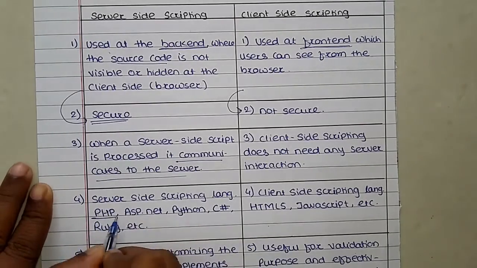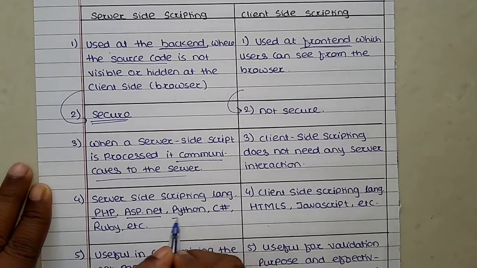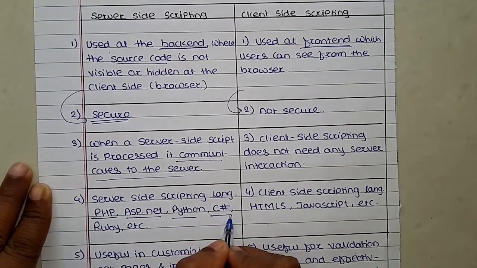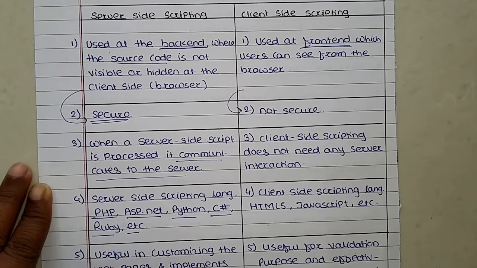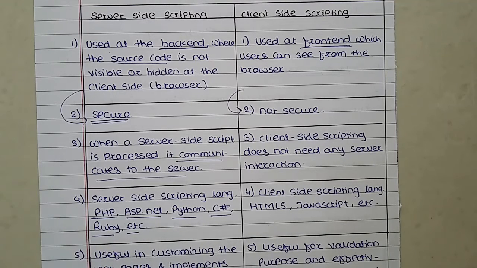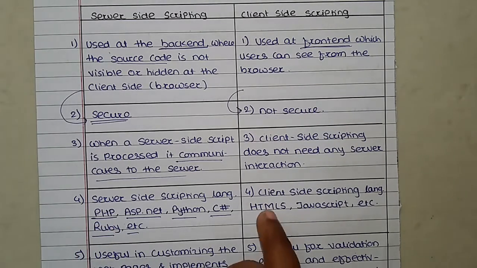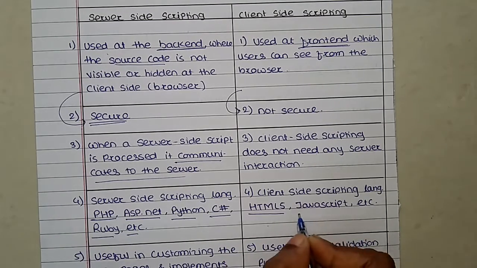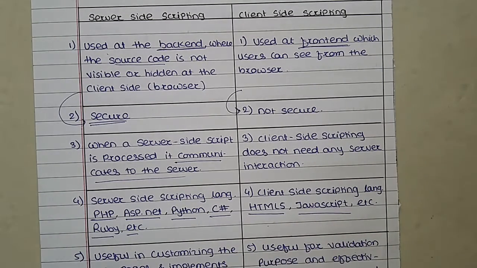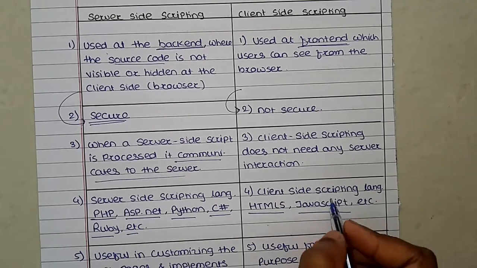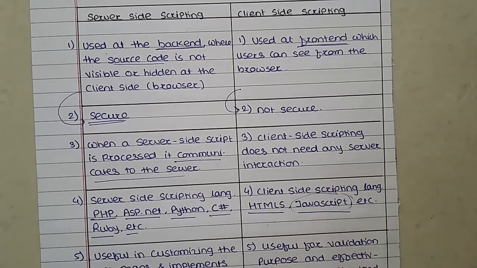By using PHP, ASP.NET, Python, C#, Ruby, etc. That means by using these languages we have to design the server side scripting. Next, the client side scripting languages are HTML5 and JavaScript. So this part we have to discuss in this chapter.